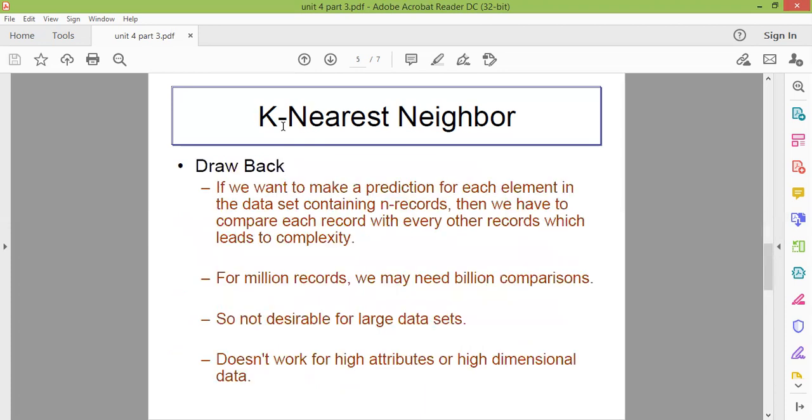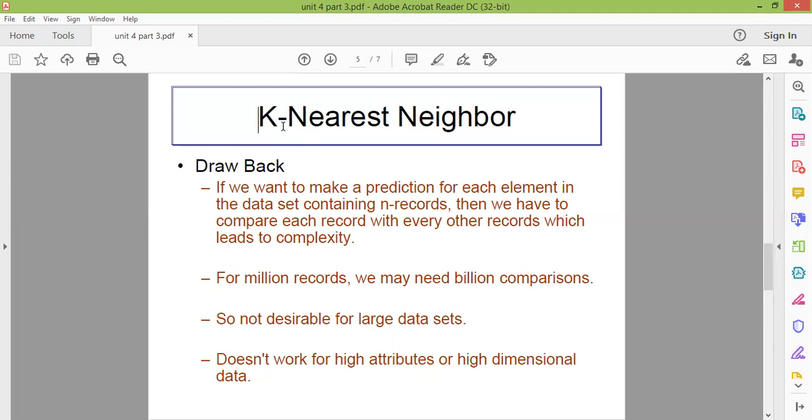So what are the drawbacks of that? If we want to make a prediction for each element in a data set containing n records, then we have to compare each record with every other record, which leads to complexity. The very first drawback is that if you are considering n records, one record is compared to everyone. Suppose you are taking 10 records: the first record which you are predicting will be compared to the second one, then the third one, then the fourth, then the fifth. So it will increase your complexity.